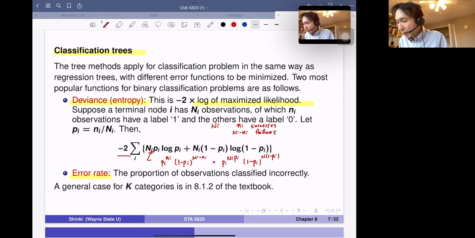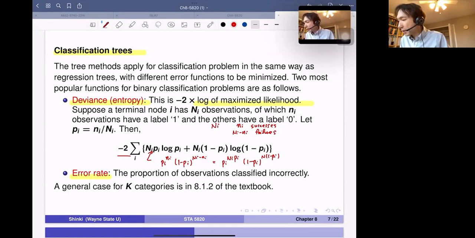And another one is error rate. So error rate is just the proportion of observations classified incorrectly. So what are the differences in real examples? What happens when we use deviance and what happens when we use error rate?